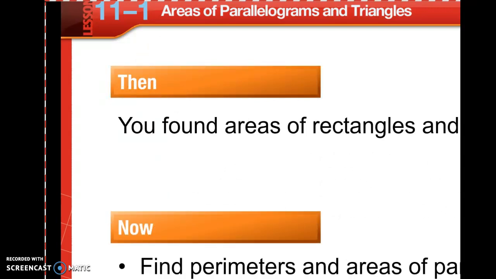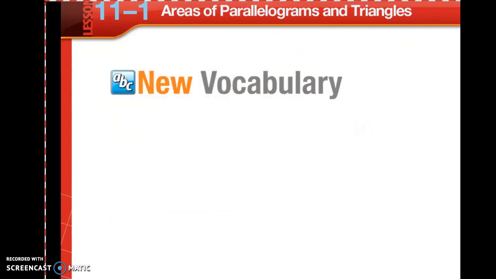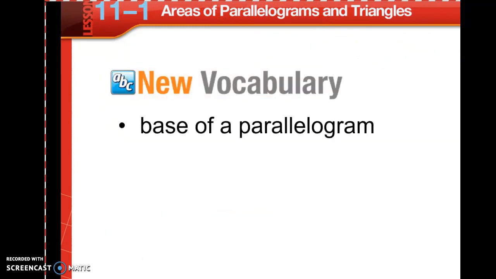So we found areas of rectangles and squares, and just remember that rectangles and squares are also parallelograms. So whatever the area of a parallelogram is, it's also the area of a rectangle and square. So if we know this area, we really know those areas. We're going to find perimeter and areas of parallelograms and triangles.